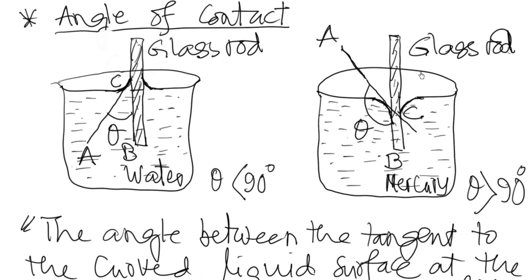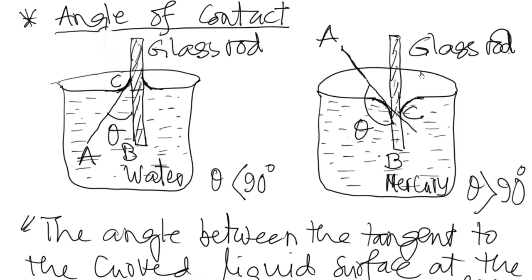The angle of contact depends on the following factors: nature of solid and liquid, and the medium above the free surface of the liquid. For example, if there is air above mercury, then the angle of contact between mercury and glass will be different than if there is water above the mercury.